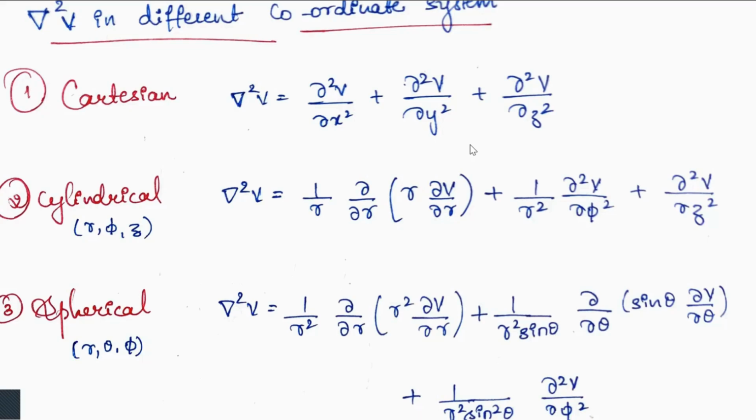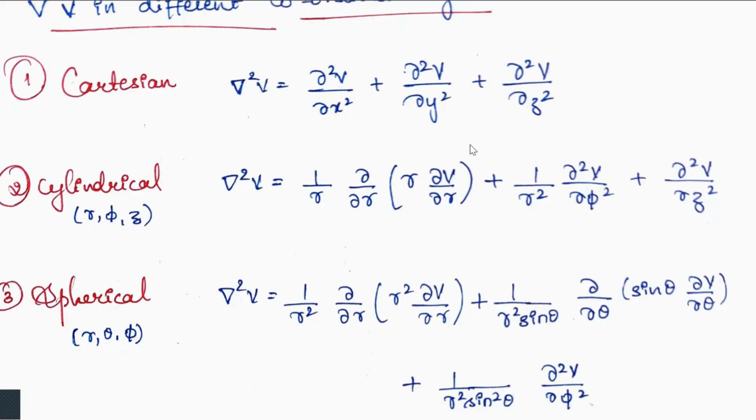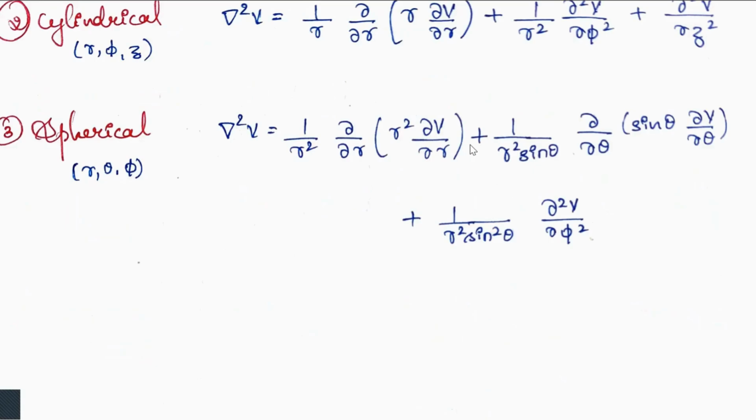For spherical coordinates r, theta, phi, nabla squared V is equal to 1 by r squared ∂/∂r of (r squared ∂V/∂r) plus 1 by r squared sin theta ∂/∂theta of (sin theta ∂V/∂theta) plus 1 by r squared sin squared theta ∂²V/∂φ².